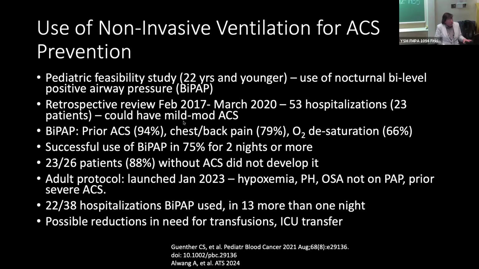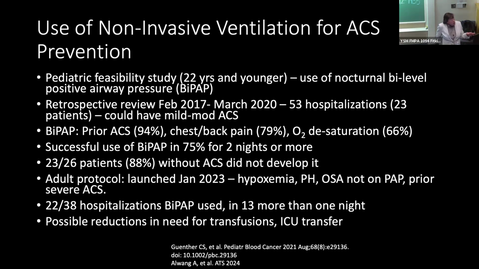These patients could have had mild to moderate acute chest syndrome to start with, but they were really people who were at risk for higher severity acute chest syndrome. So these were people that either had prior episodes of acute chest, had chest pain or back pain, or were hypoxic. This was really a feasibility study, and she was able to use non-invasive ventilation successfully in about 75% of patients for 2 nights or more. And 88% of the patients who received the nocturnal BiPAP, which is really a way of using incentive spirometry when you sleep to prevent atelectasis, did not develop this.